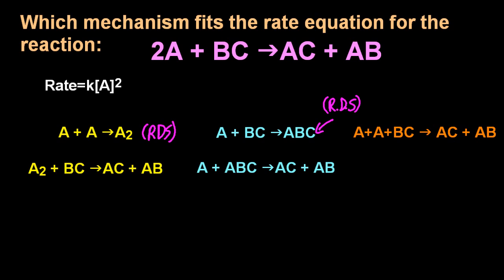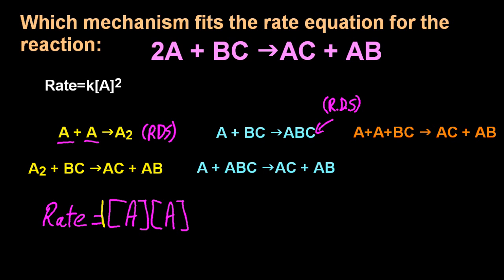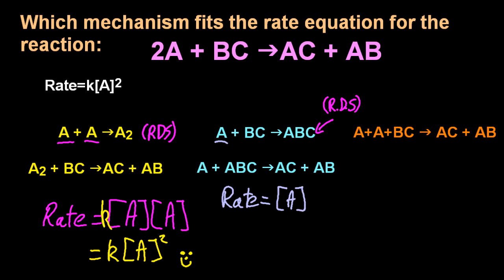So remember, the rate determining step, that's the slowest step. So take the chemicals in the rate determining step and put them in the rate equation. Don't forget the K. Okay, so that's rate equals Ka squared. Okay, that fits. That's looking good so far. For the second one, take the reactants in the rate determining step, put those in the rate equation. No, that's not looking good. Don't forget the K. Everyone forgets the K. No, that doesn't fit the rate equation.